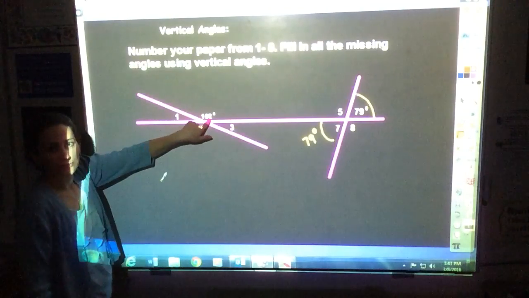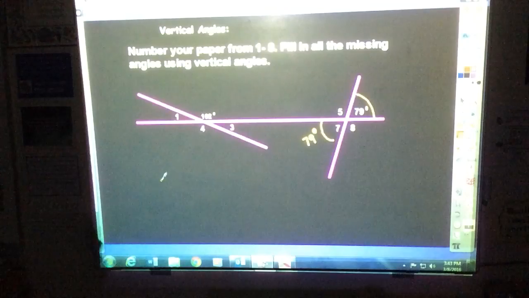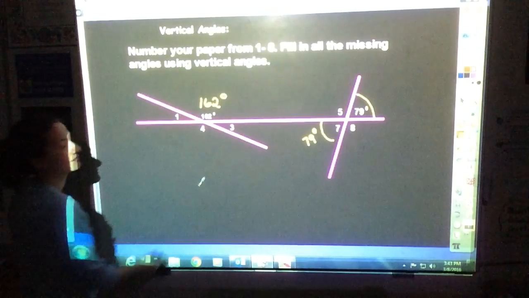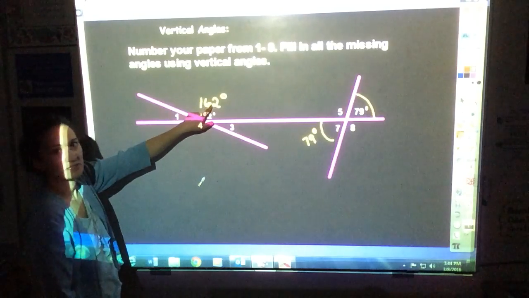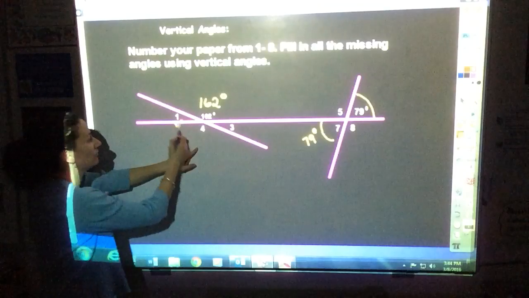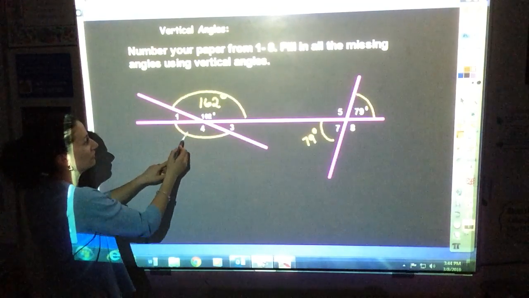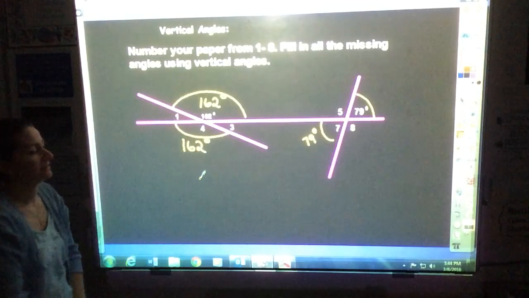We are given the measure of this angle here. It's 162. It's kind of hard to see there on the video. I'll write that in. It's 162 degrees. Do you see which angle is vertical to this angle 162? It's right here. Angle 4 is equal to the angle 162. They're vertical. So that means it is also 162 degrees.